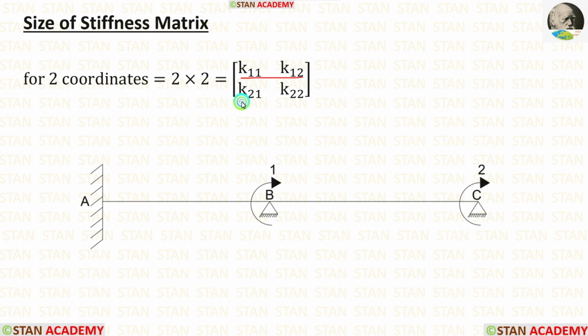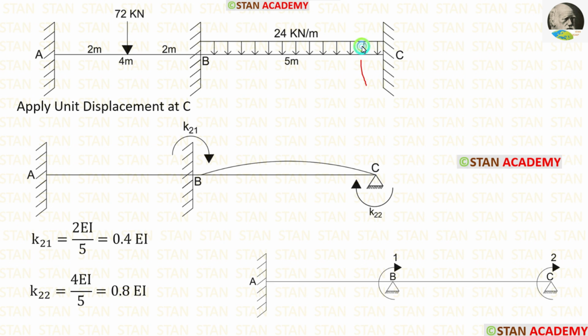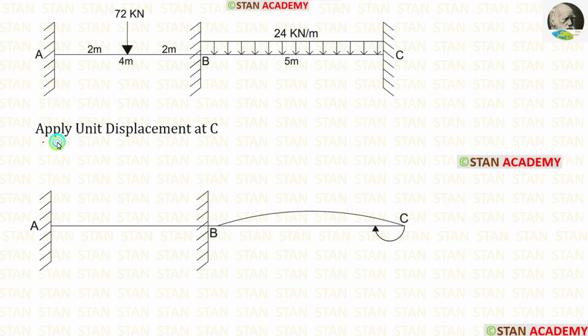Now, let us calculate the second row in the stiffness matrix. For that, we have to apply unit displacement in the second coordinate. In the point C, there is a fixed support, but when we apply the unit displacement, it is no longer a fixed support, it becomes a hinged support. Now let us see how to draw this curve. We are applying unit displacement in the point C. So from the point C, we have to make a clockwise curve towards the point B.